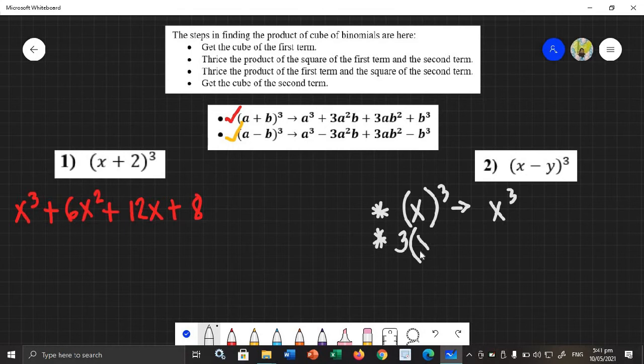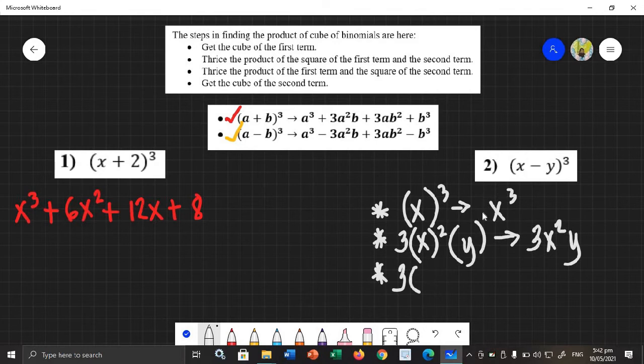Our first term is x, so let us square it. And then our second term is y. Therefore, when we get the product of this, we have 3x raised to the second y. And then, the next step is thrice the product of the first term and the square of the second term. So, thrice the product of the first term, our first term is x, and the square of the second term. Our second term is y, so let's get its square. So, getting the product of this one, we have 3x y raised to the second power.